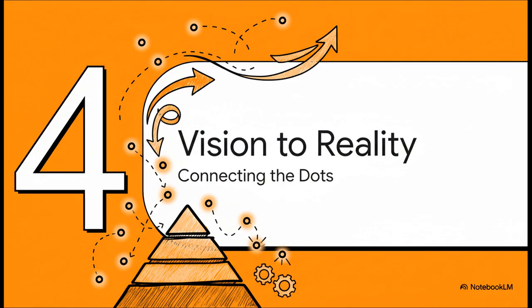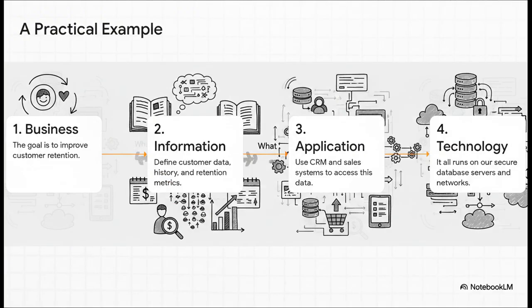This is really where the blueprint proves its value. Let's take a simple goal: The business says we want to improve customer retention. That's our why. So in the information layer, we define what data we need, things like customer profiles, purchase history, the actual metrics for retention. Then for the application layer, we figure out how we get that data, maybe from our CRM and sales systems. And finally, the technology layer supports it all, running on our secure servers and networks. See how it all just lines up, one logical step after the other?